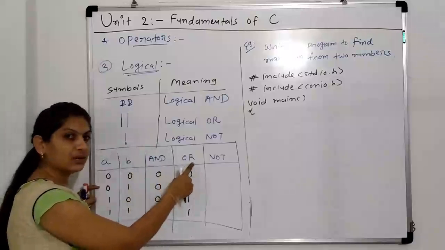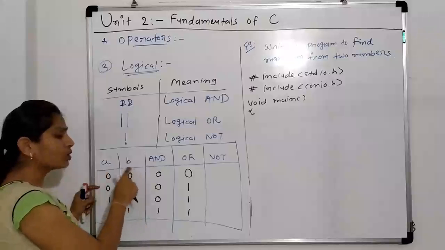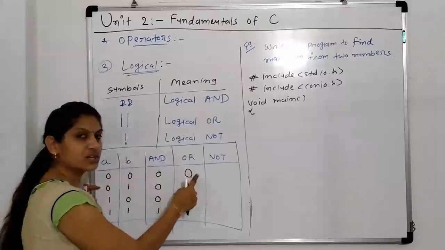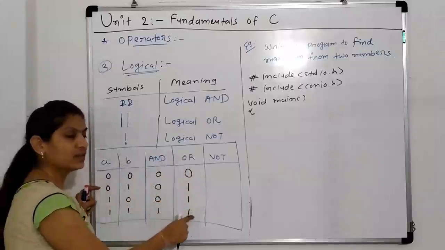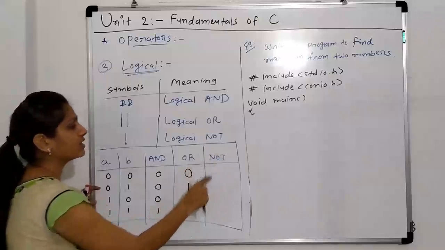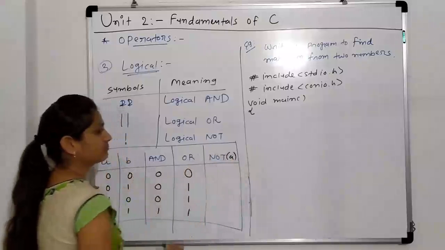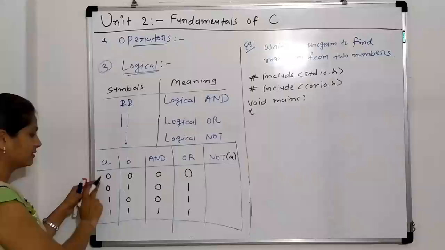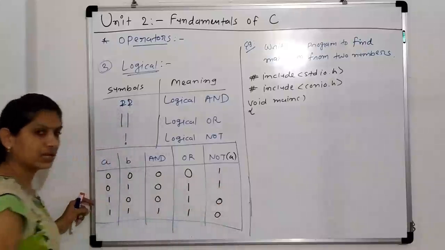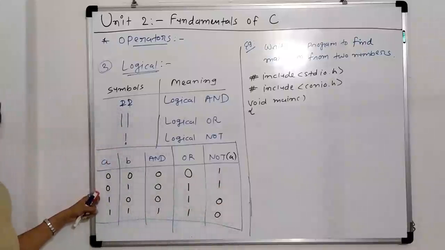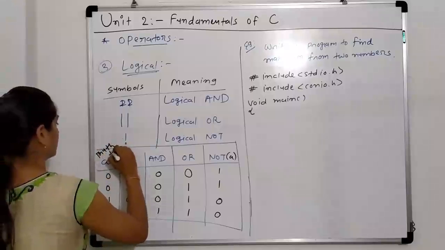But if you are applying the OR gate, then if both are false, then and only then the condition becomes false. If any one condition is true, then the answer is true. Clear? Now NOT is nothing but the complement. So suppose NOT is for A. So for A, 0 becomes 1 and 1 becomes 0. Clear? So this is nothing but the logic gates and their truth tables.